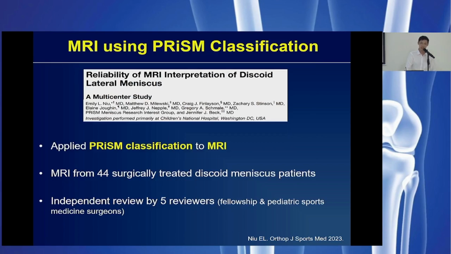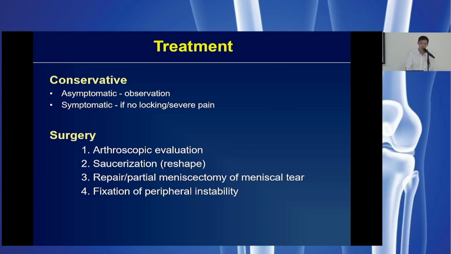And lastly, there is published research that modified the different classifications in evaluation, and the results show good reliability. The classification may help surgeons with preoperative planning. As for treatment of this condition, if the patient is asymptomatic or the symptoms are not severe, conservative treatment can be done. Surgery is indicated in patients with failed conservative treatment or who have recognized symptoms. It can be done step by step, including arthroscopic evaluation, saucerization to reshape the meniscus, management of meniscal tear, and fixation of peripheral instability.